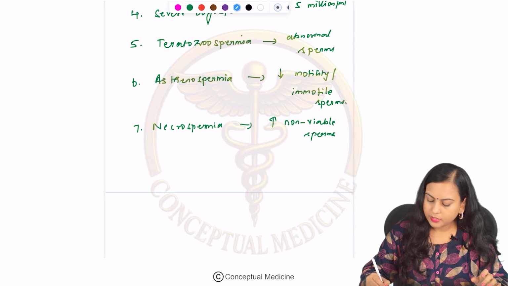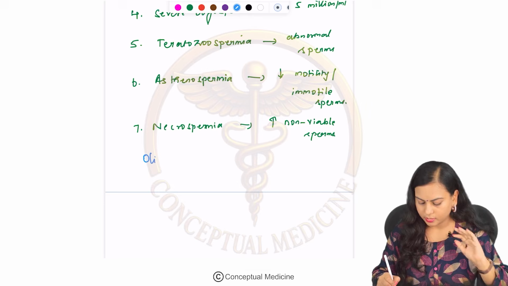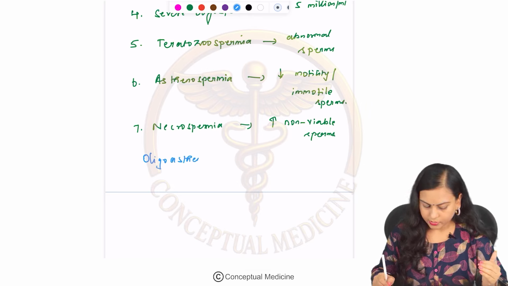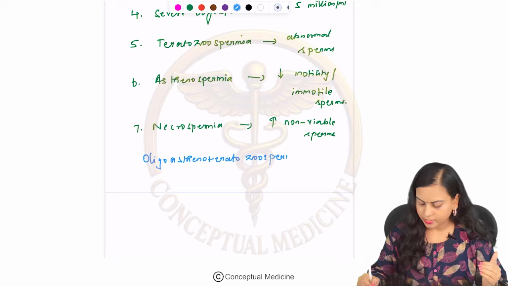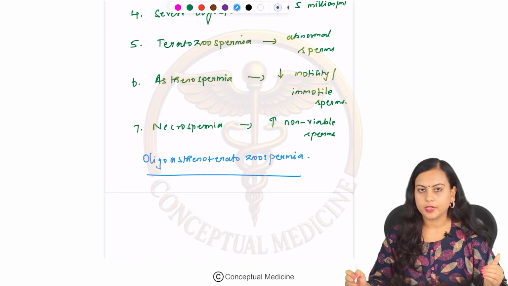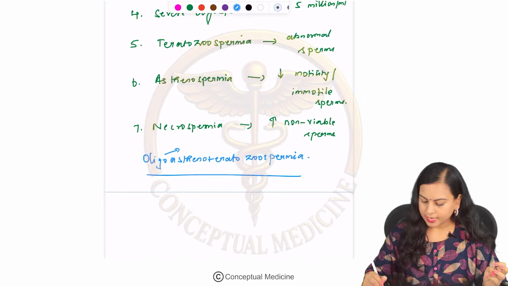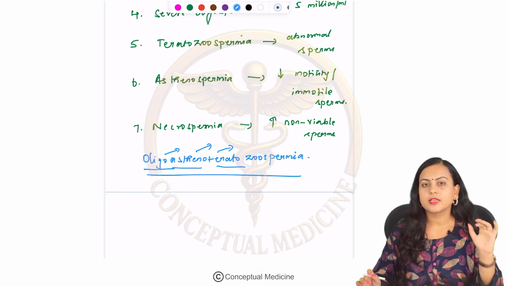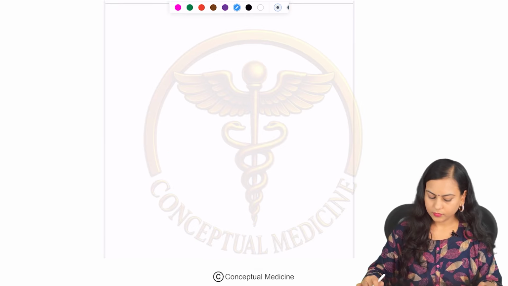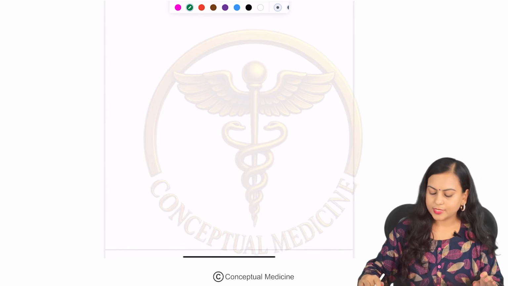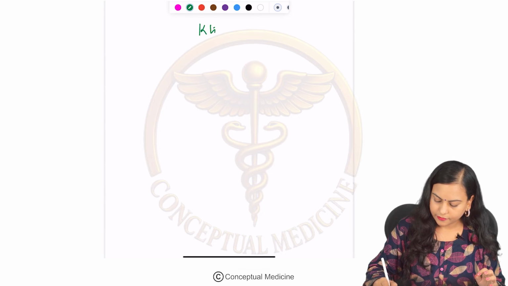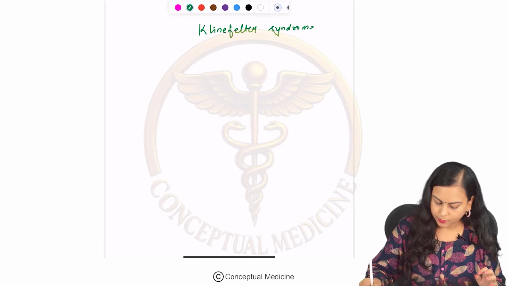Now they will give you a question like this. What is oligoasthenoteratozoospermia? The patient has oligoasthenoteratozoospermia. So that means the patient has low sperm concentration, he has dead sperms, as well as the sperms are also having very less motility. Clear? Now let's talk about a syndrome called Klinefelter syndrome, where the patient will have azoospermia.